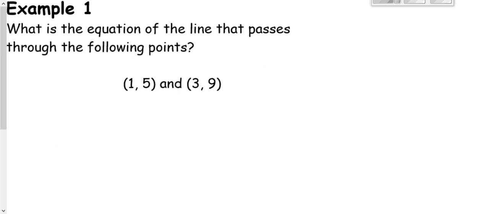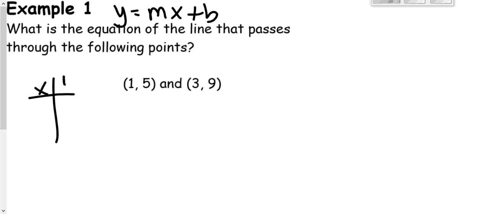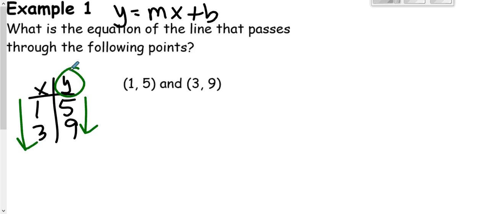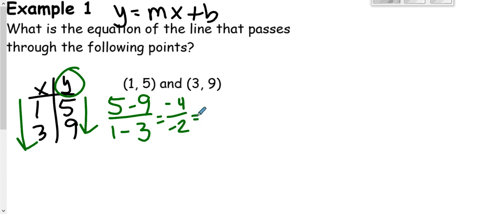Here's our first 2 points. Again, we're writing the equation, which means our answer needs to be in that slope-intercept form when we're finished, right? So the first thing we've got to do is find the slope between these 2 points. So I like to make my little table with my x's and my y's, and I put in my points 1, 5, and 3, 9. And then I'm going to subtract down, putting my y's over my x's. So I'm going to say 5 minus 9 over 1 minus 3. This gives me a negative 4 over a negative 2, which is positive 2.